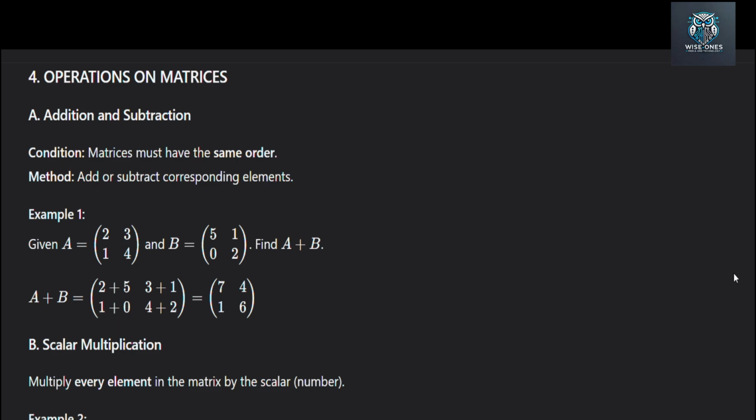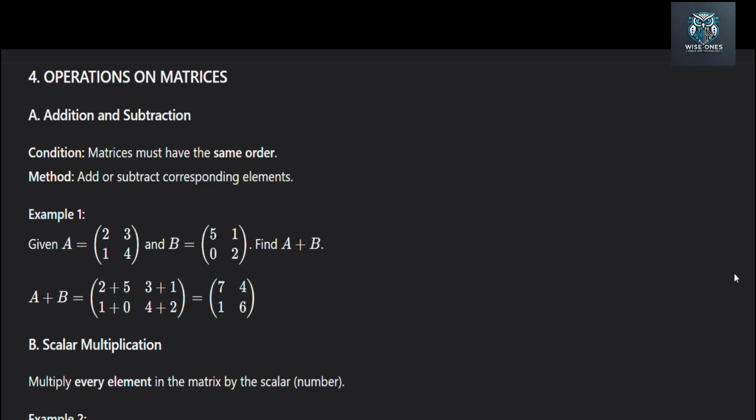Top left, 2 plus 5 equals 7. Top right, 3 plus 1 equals 4. Bottom left, 1 plus 0 equals 1. Bottom right, 4 plus 2 equals 6. So the result is a matrix with first row 7, 4, second row 1, 6. Simple, right? Just match the positions.